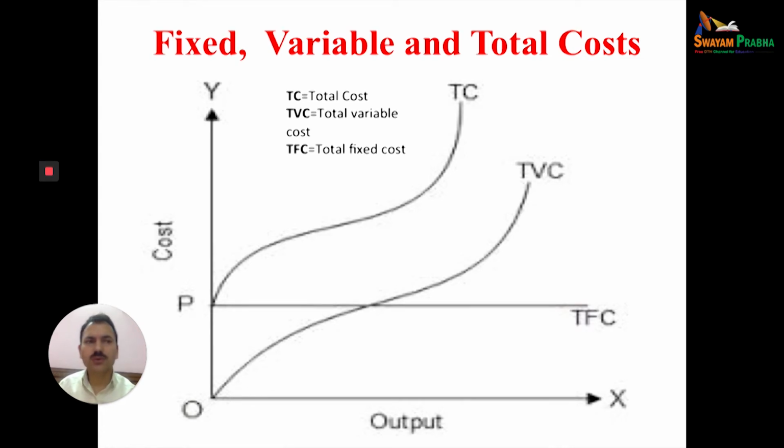So this is fixed cost, variable cost, and total cost. Hopefully you are able to understand what is the fixed cost, what is the variable cost, and what is the total cost. Fixed cost has no change with the change in output. Any increase or decrease in output will not affect the cost that is called the fixed cost. But the cost which will increase or decrease with the increase or decrease of the output is called variable cost. And total cost is fixed cost plus variable cost.